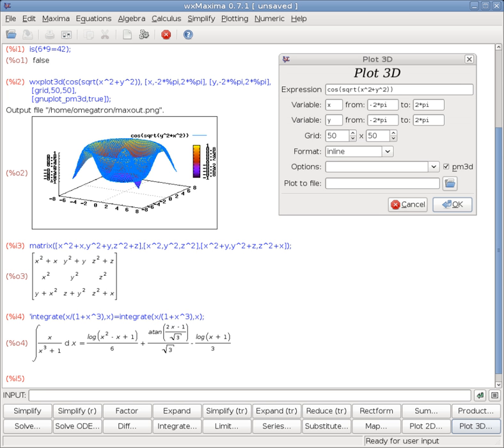Topic: History. Maxima is based on a 1982 version of Maxima, which was developed at MIT with funding from the United States Department of Energy and other government agencies.